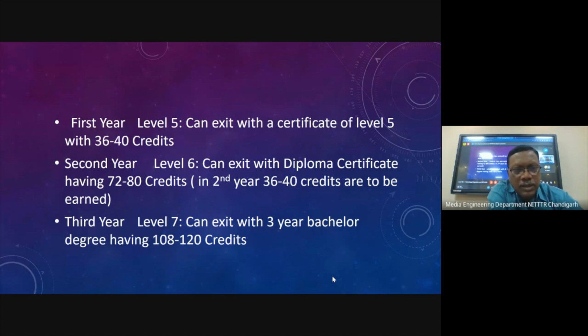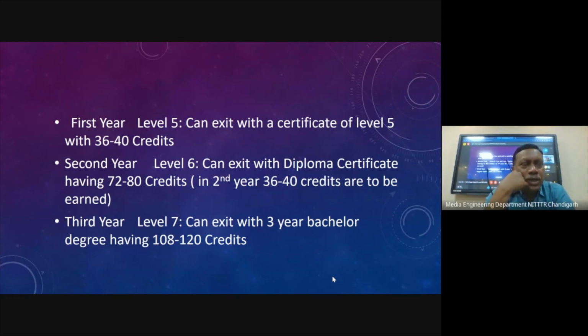The second year is called level 6. Level 5 people who exited and went for some other activities can also come in, if they have a level 5 certification with them. Level 5 people who go vertically upward will get into the second year, and on completion of the second year, they will get a diploma certificate. So you can come out with a diploma certificate at level 6.